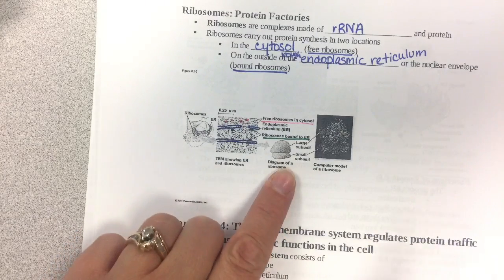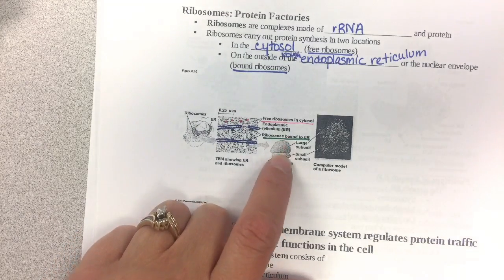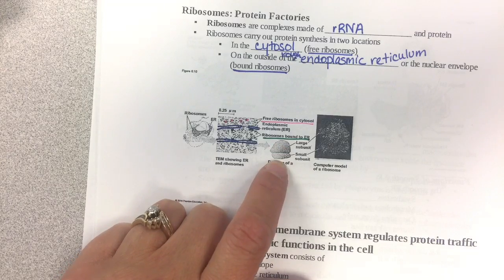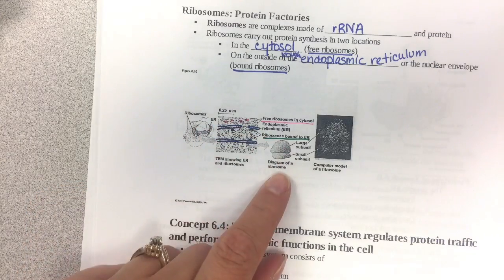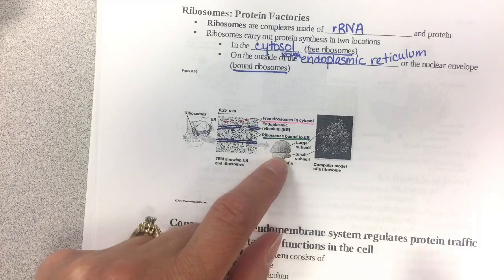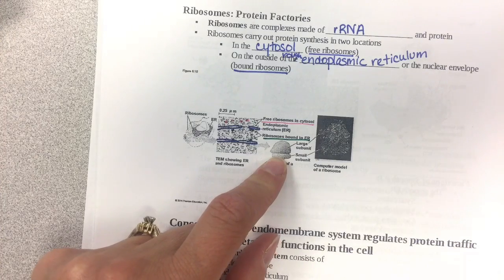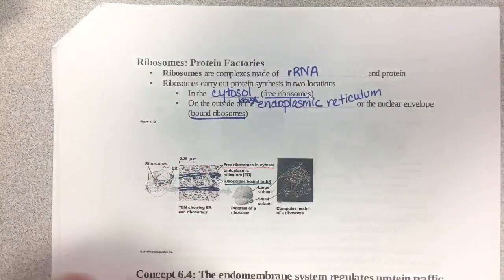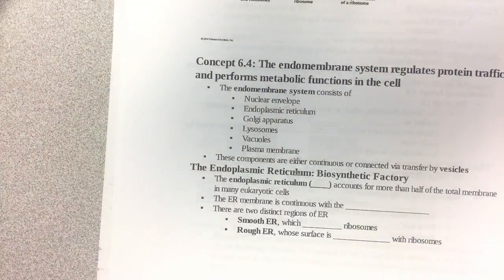No matter what type of ribosome we're talking about, they are made from a large and a small subunit that come together. They look like little dots, but there's a little bit more to it. They're made out of that rRNA and protein, small and large subunit. All right, so that's the nucleus and the ribosomes.